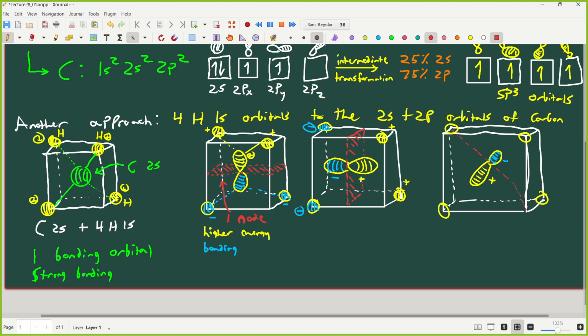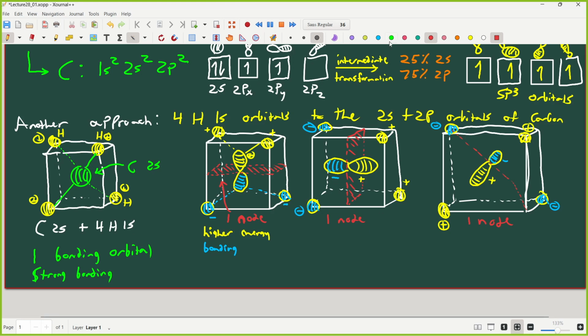But you can see, again, we have a sign change. And the negative ones are going to be this one and this one, the ones on the back face of the cube. And then they're going to have two positive ones here on the front faces of the cube. All right, so these are our four. Once again, we still have one node for each of these, one nodal plane. They're all higher in energy than the S combination because the sign changes, but they're all bonding.